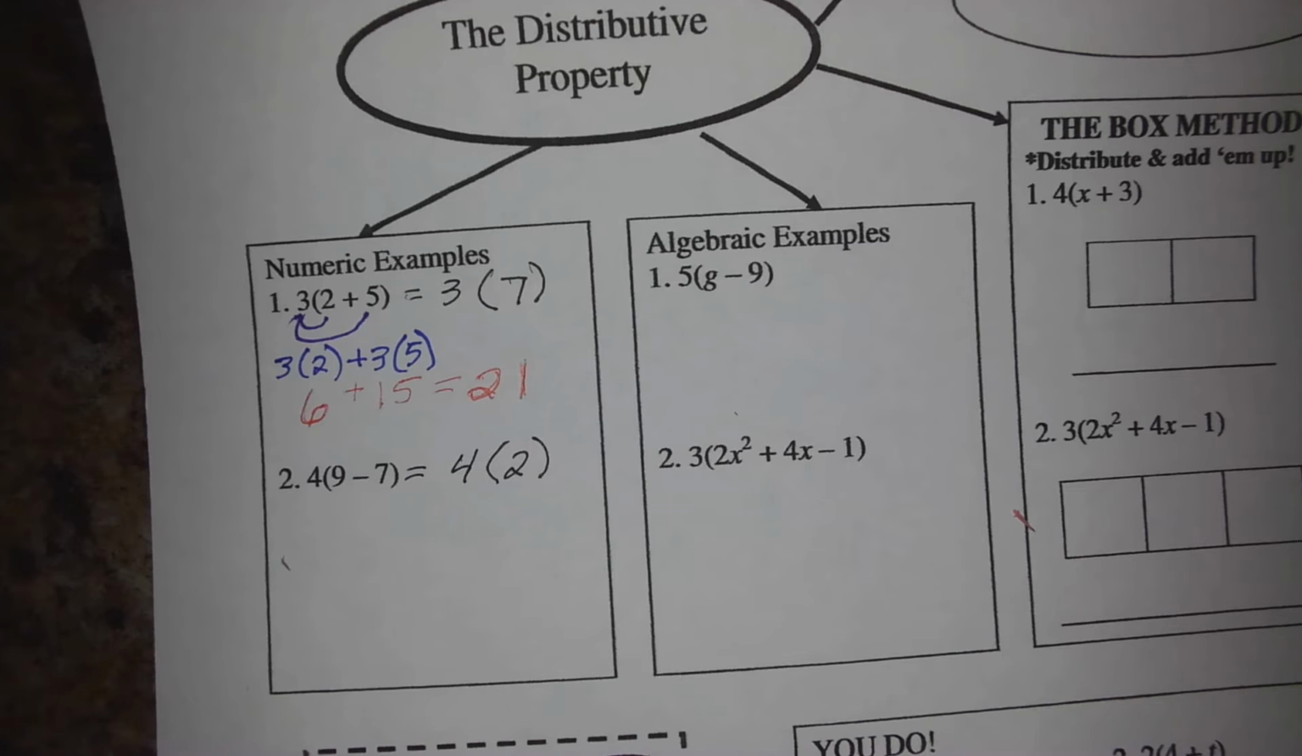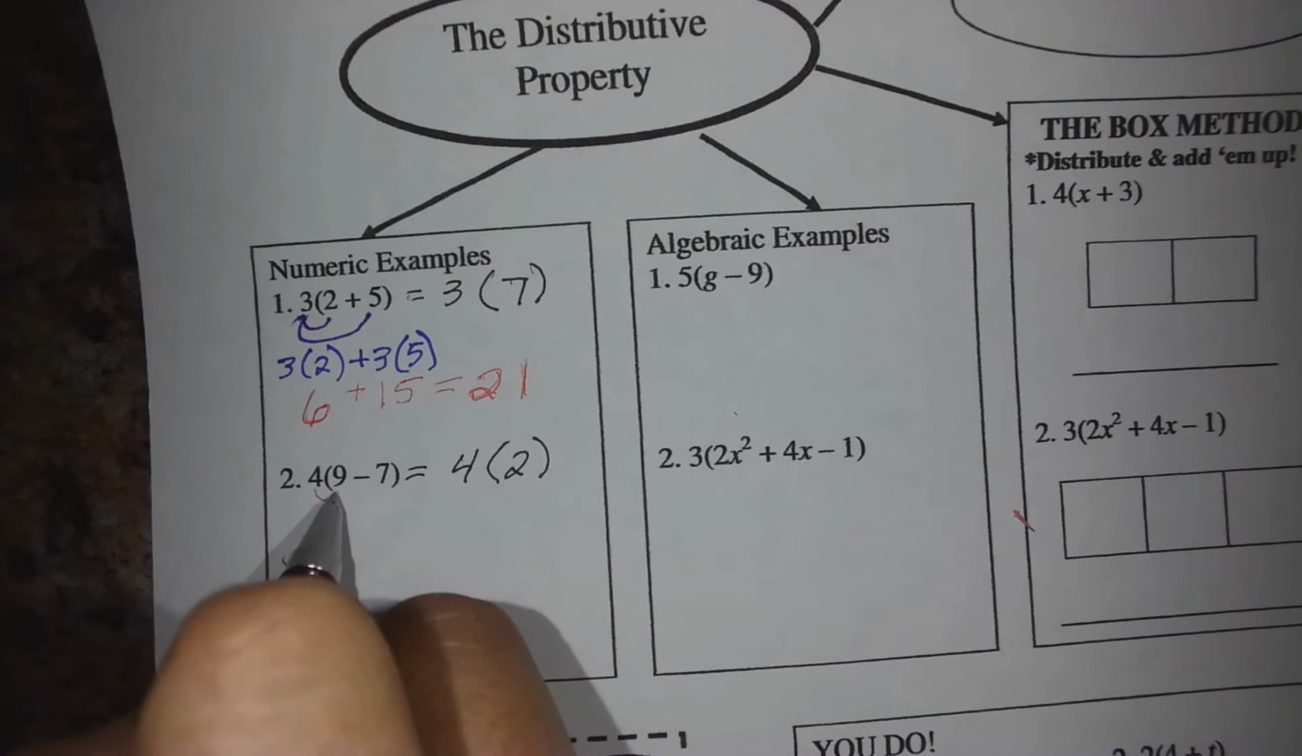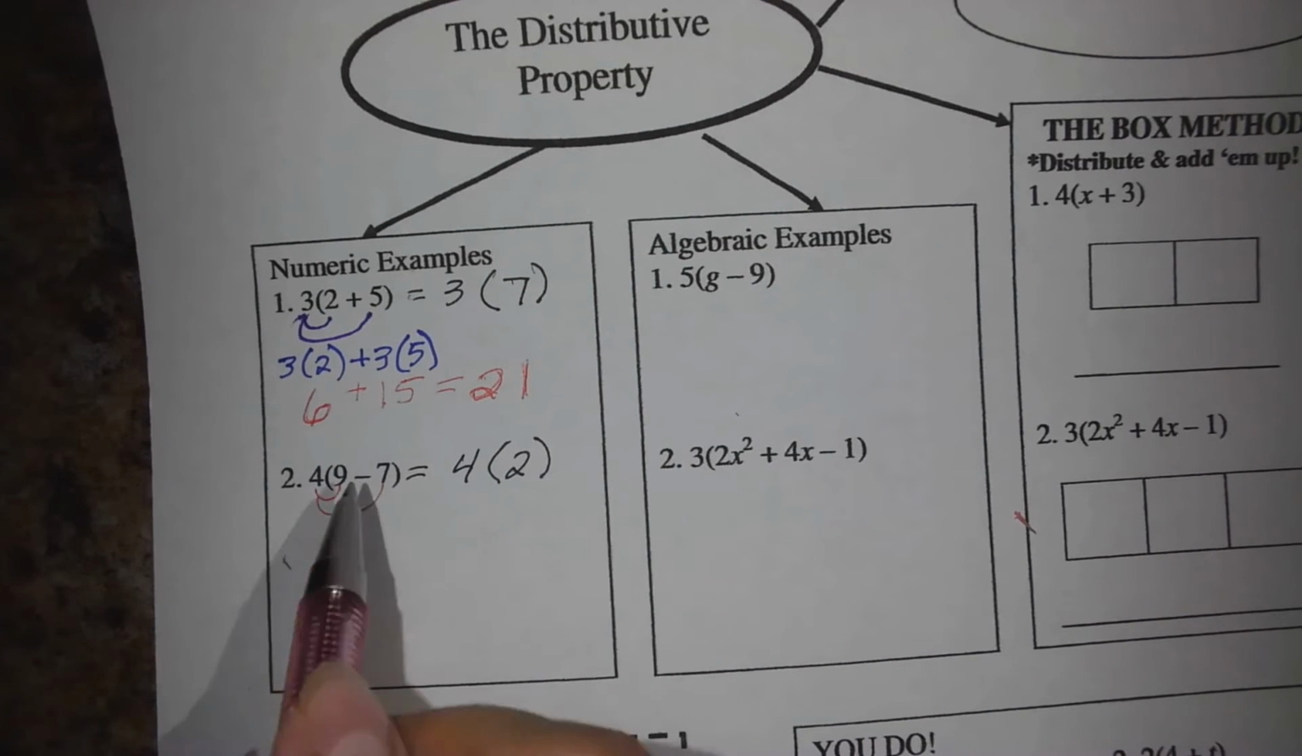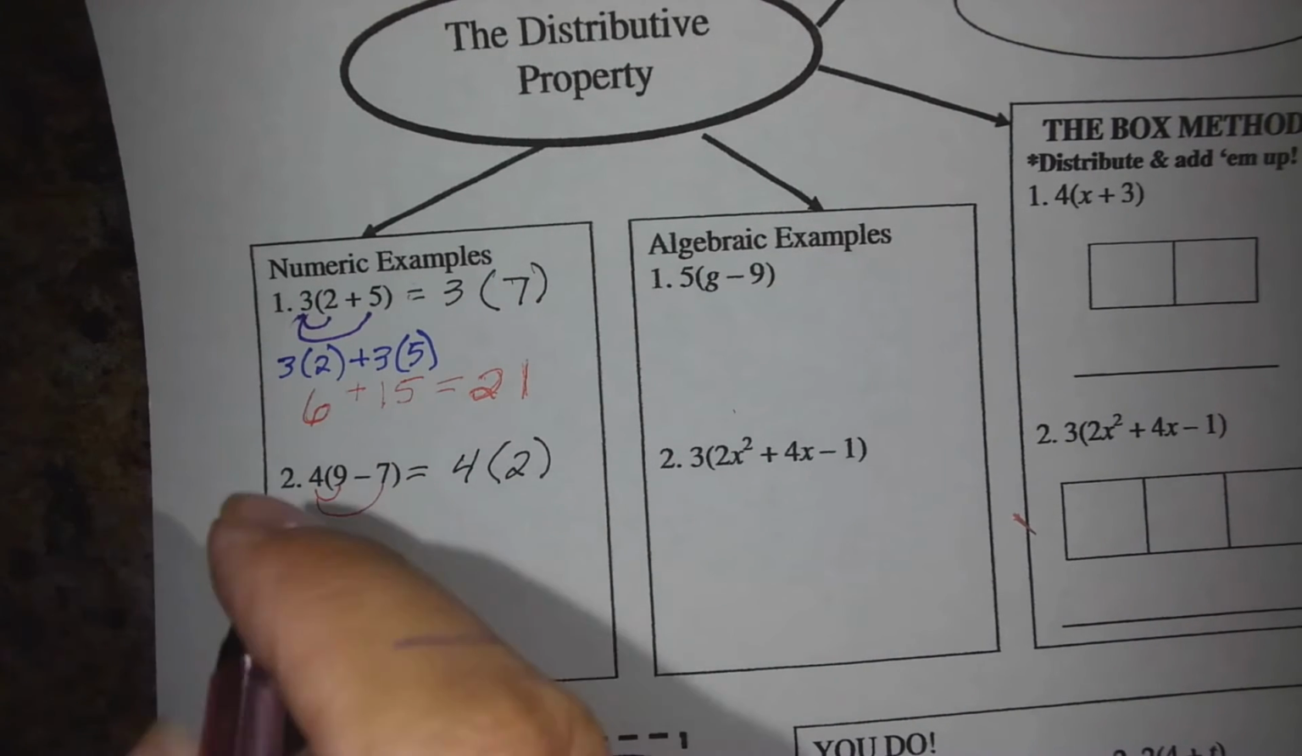So again, we're going to go ahead and distribute. We are distributing this 4. 4 times the 9 and 4 times this minus 7. Notice we're keeping the negative. Same thing is going to happen.